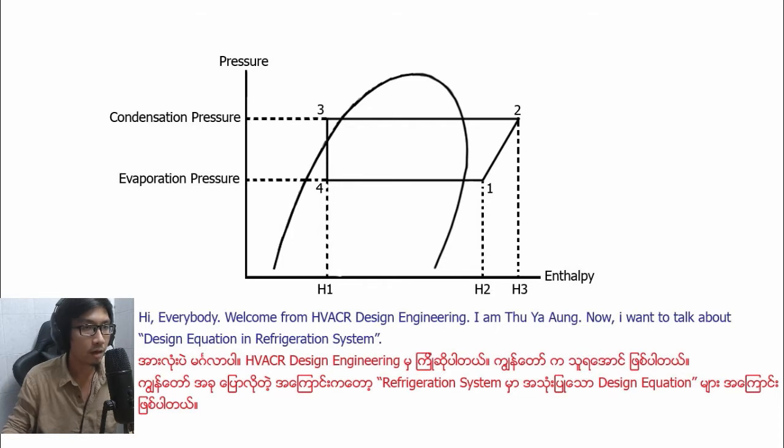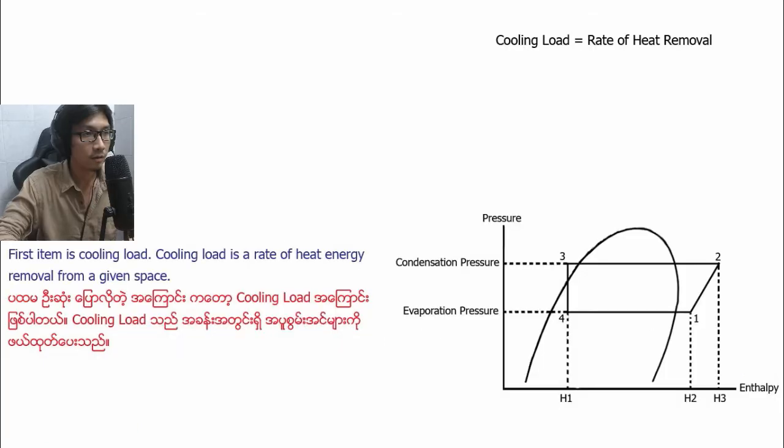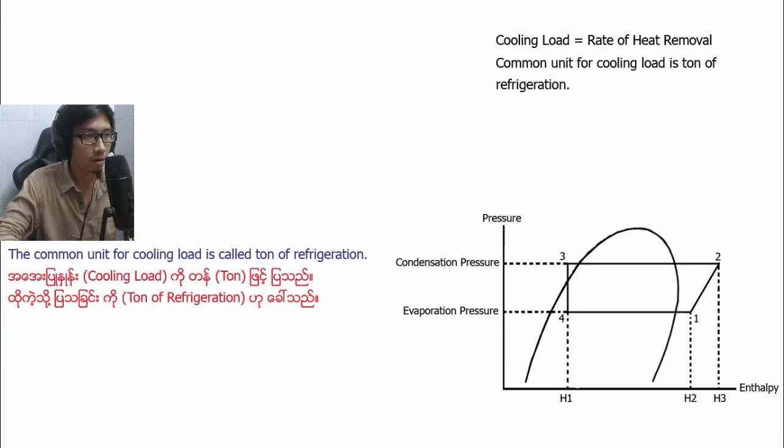Now, I want to talk about design equations in refrigeration systems. First item is cooling load. Cooling load is a rate of heat energy removal from a given space. The common unit for cooling load is called ton of refrigeration.